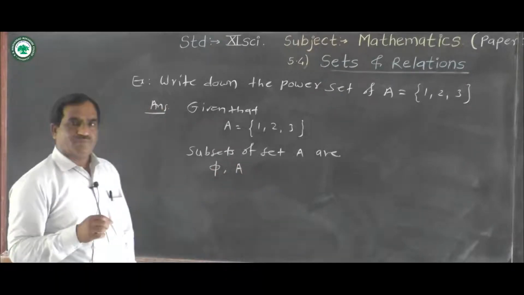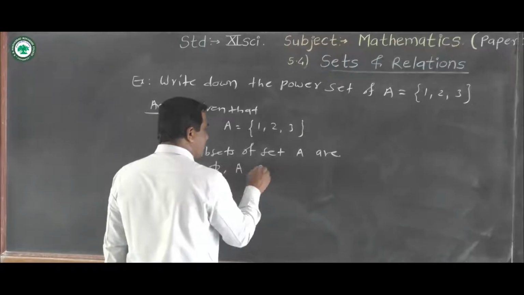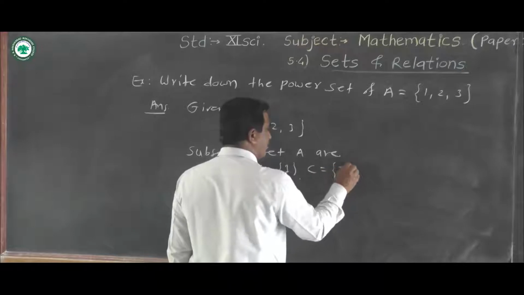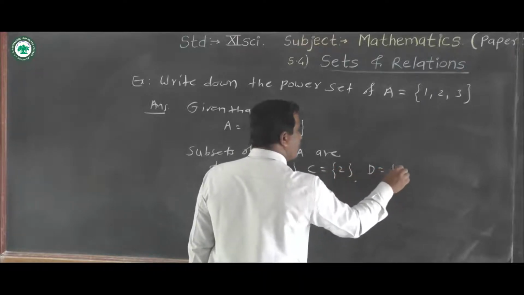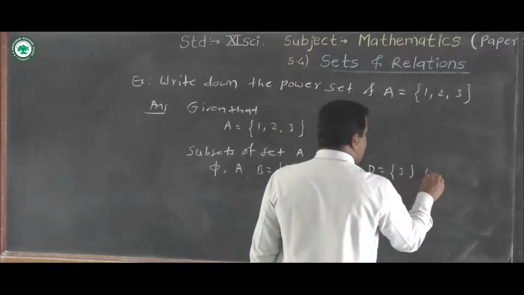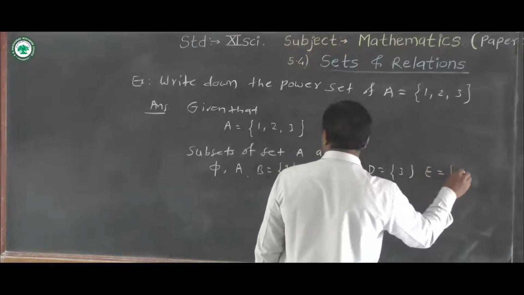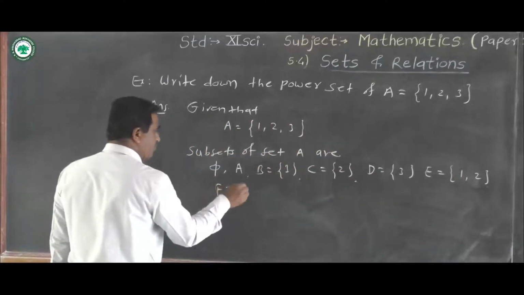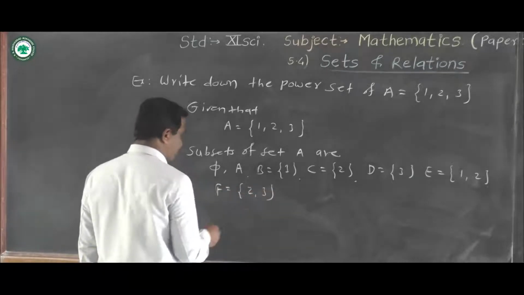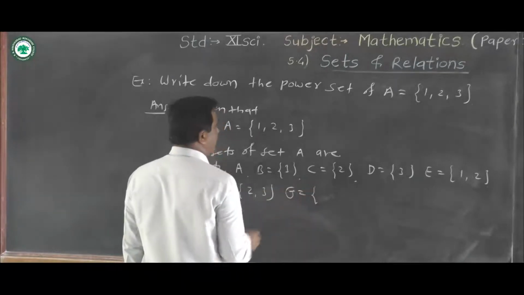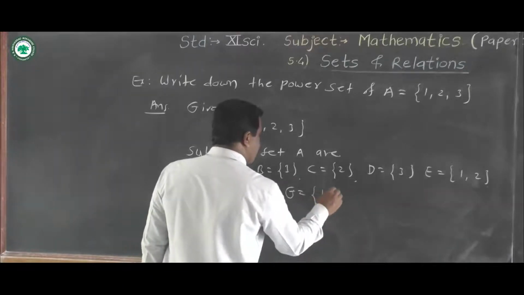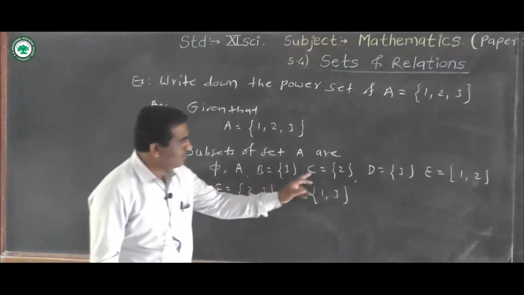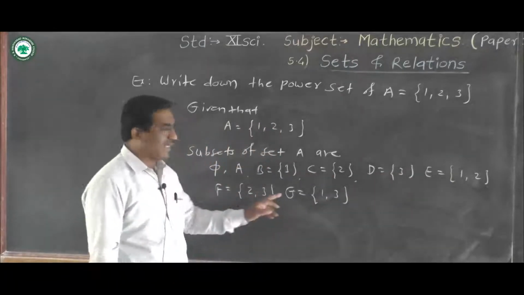Every set is a subset of itself. Third, set B is equal to {1}, C is equal to {2}, D is equal to {3}, E is equal to {1, 2}, F is equal to {2, 3}, and G is equal to {1, 3}. Okay, these are the subsets of the set A: 1, 2, 3, 4, 5, 6, 7 and 8.